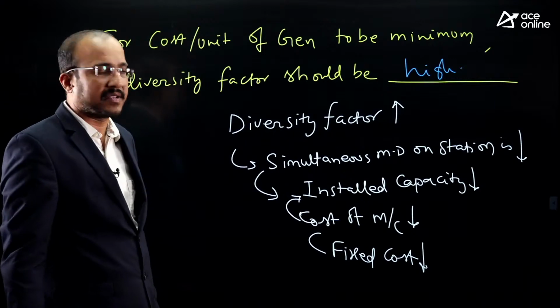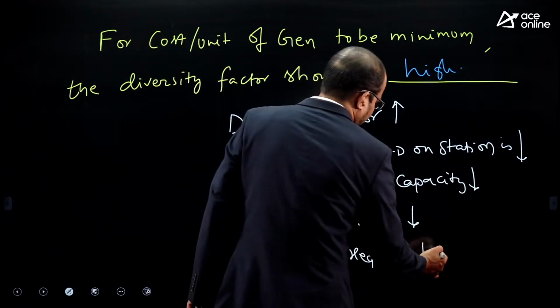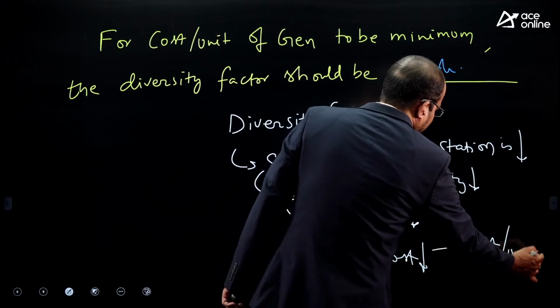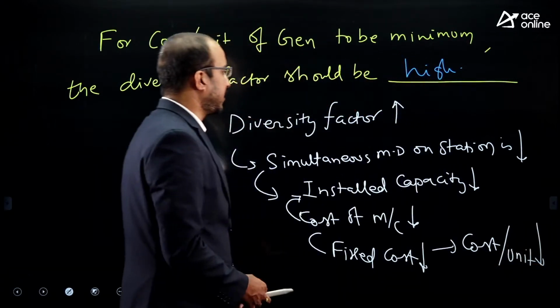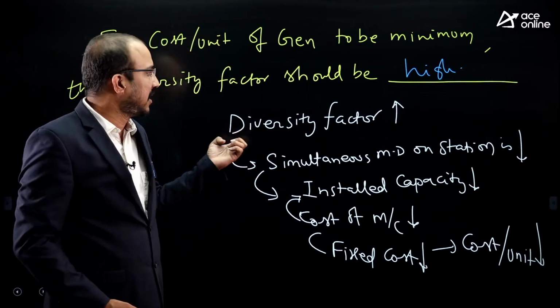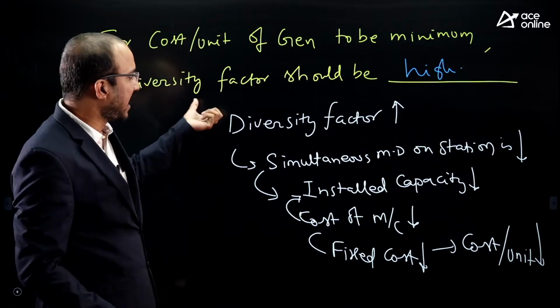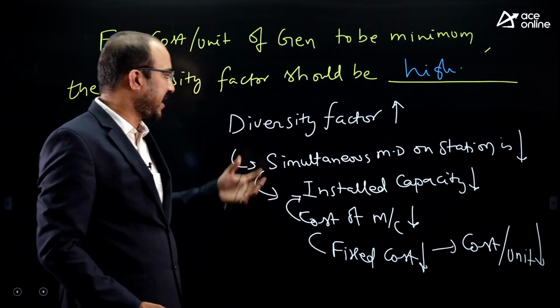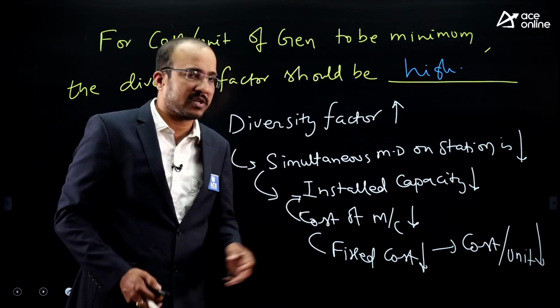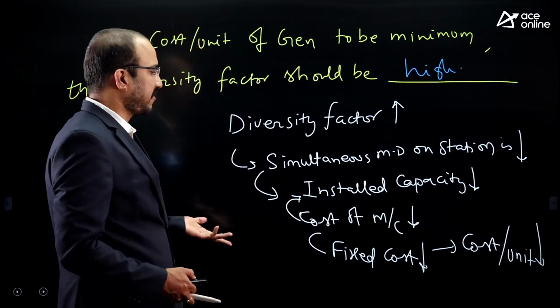If the diversity factor is high, what does it show? Fixed cost reduces, and then automatically the cost per unit gets reduced. So for the cost per unit of generation to be minimum, the diversity factor should be high. If the diversity factor is high, the simultaneous maximum demand on the station is less, then fixed costs get minimized and cost per unit gets minimized.